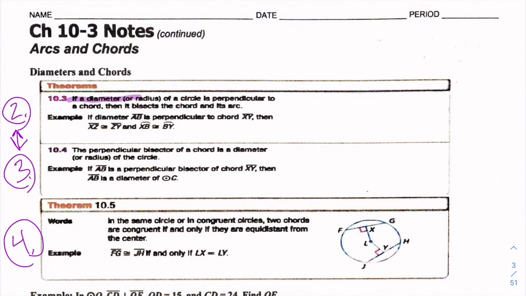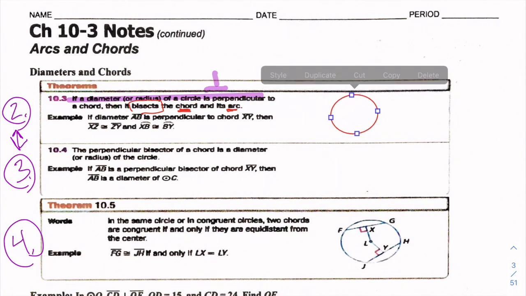If a diameter or radius of a circle is perpendicular, remember the symbol, perpendicular to a chord, then it will bisect the chord and its arc, okay? It's doing two things here, bisects the chord and the arc, okay? Let's draw a picture of what this looks like. Draw a little nice circle here.